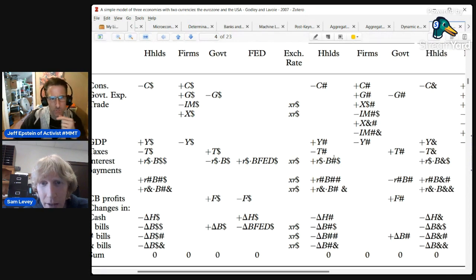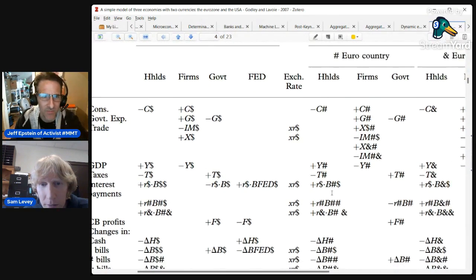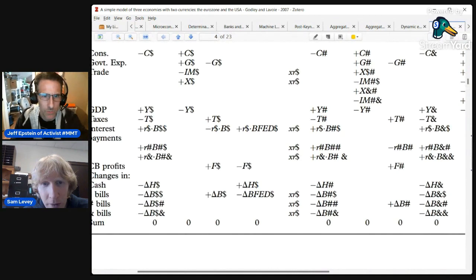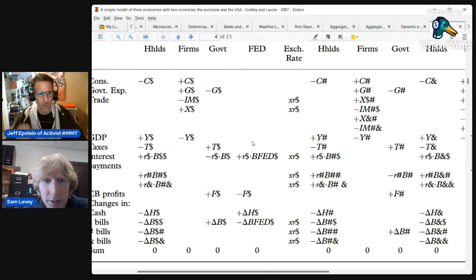So here we're looking at the B Fed $ sign. Yeah, so the second $ means that the US government issued the instrument, and then the Fed means that the Fed is holding. Oh, okay. All right, that's clear.